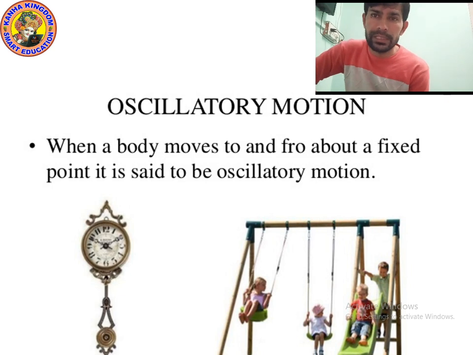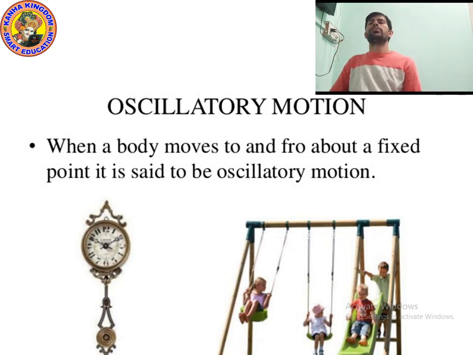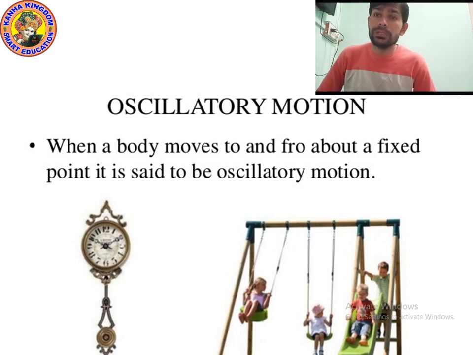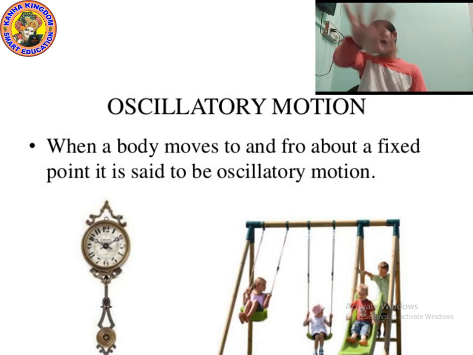And kids, we also studied about the random motion. What is random motion? Irregular motion of a body in which the direction is not fixed, that is known as random motion.